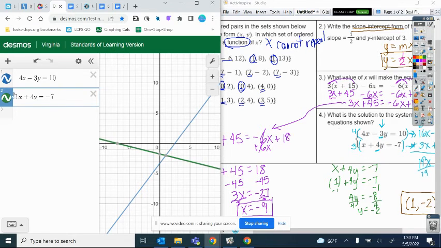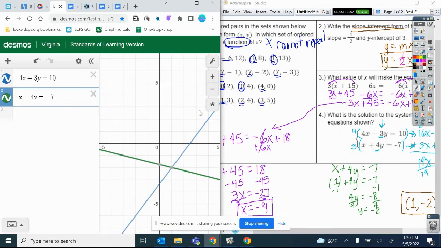So I type my two equations in on two separate lines. You're looking for the spot where these two lines intersect. Find the intersection point. Feel free to zoom in or zoom out if you need to. And the ordered pair is at 1 comma negative 2, which is exactly what we just found at 1 comma negative 2.